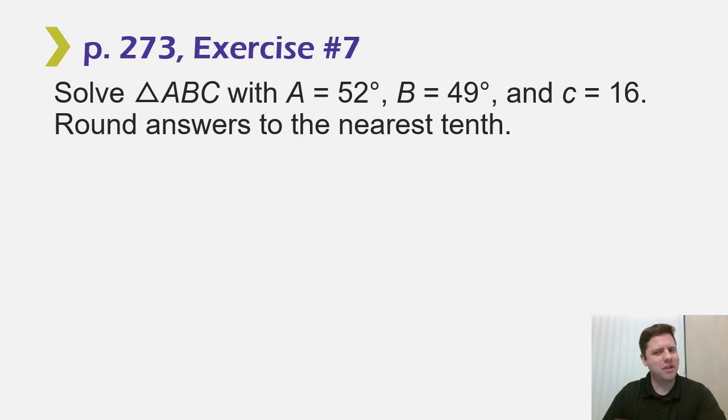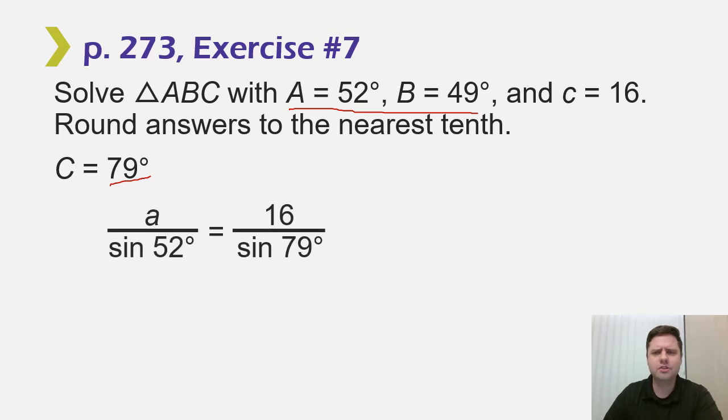Okay, so hopefully, if you haven't paused it, you need to actually pause it and work this out. But I'm going to assume you've come back after having done that. So now let's look at this together. We know that C has to be 79 degrees because we would just subtract both of these two from 180 and get 79. And then we just use our law of sines. So you can take a over its opposite angle, which is the angle A, so sine of 52. And then we put in the things that we know. We know our c is 16, and we just determined that angle C is 79 degrees.